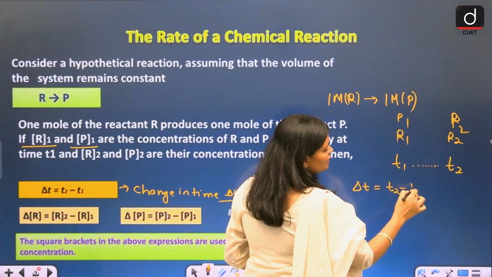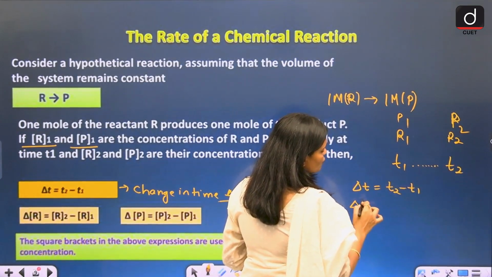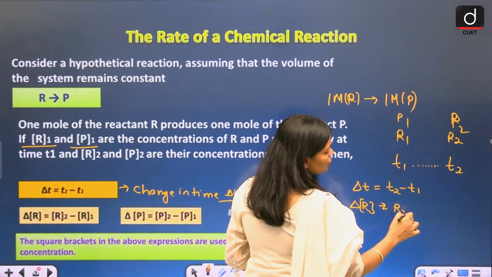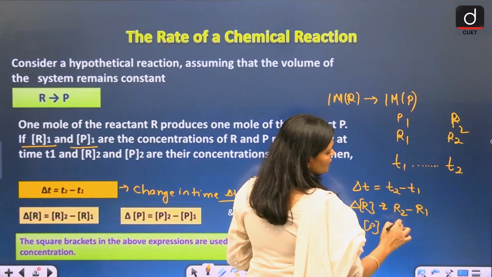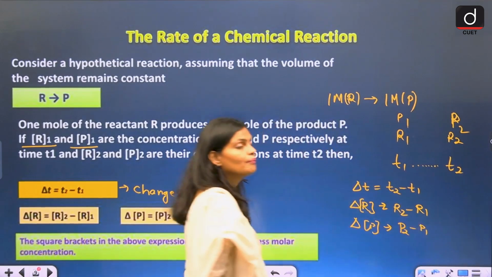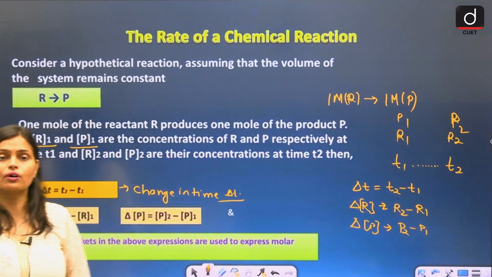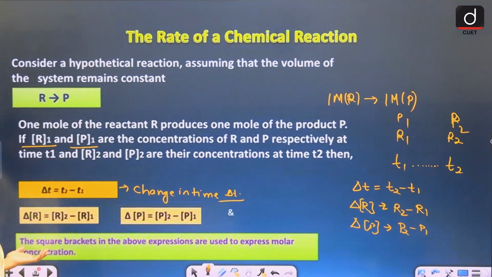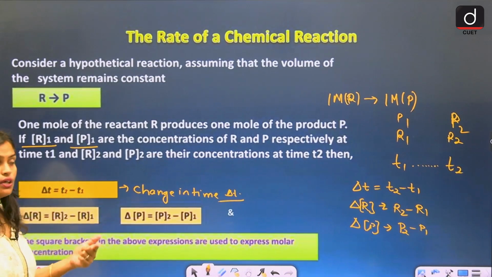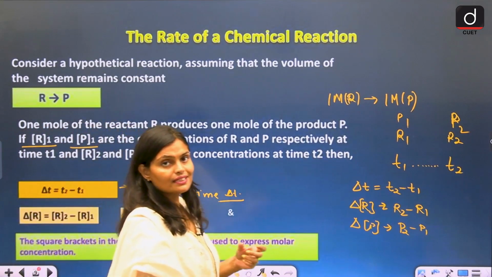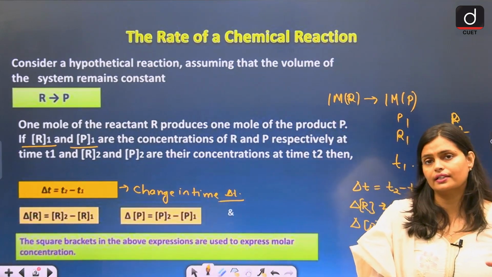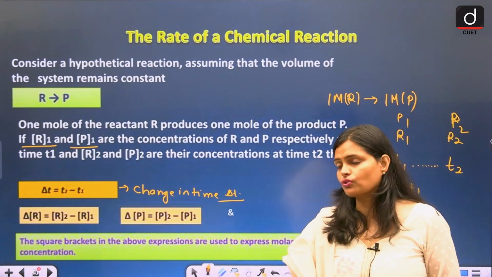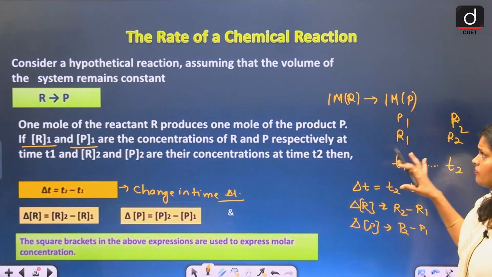Delta T is the change in time. Delta R is what? The change in concentration of reactant. Similarly, delta P is what? The change in concentration of product. Now the square bracket, I always told you, the square bracket always tells you the concentration. Wherever a square bracket is placed, that means we are talking in terms of concentration.